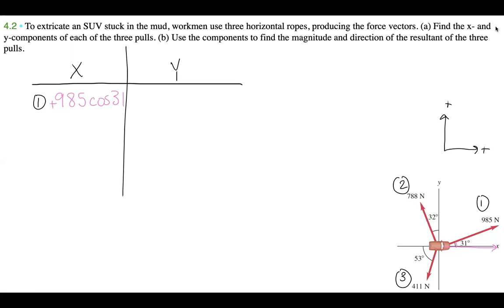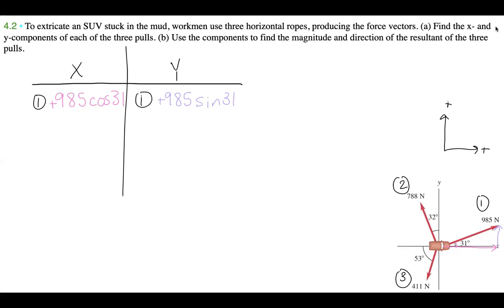Okay, so now we have the y component. And for the y component, I'm going to do it in purple. So this component right over here. And this one, it's upwards, so it's positive, right? So it's going to be 985 sine 31.